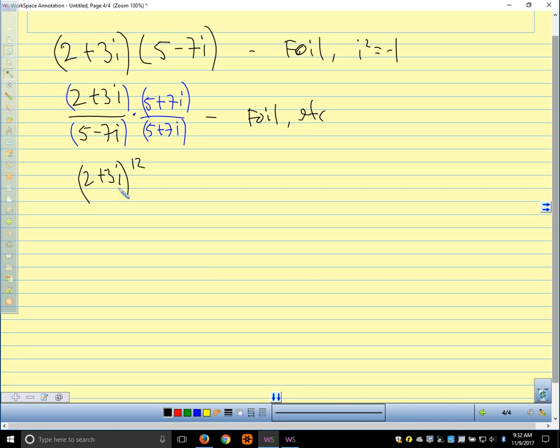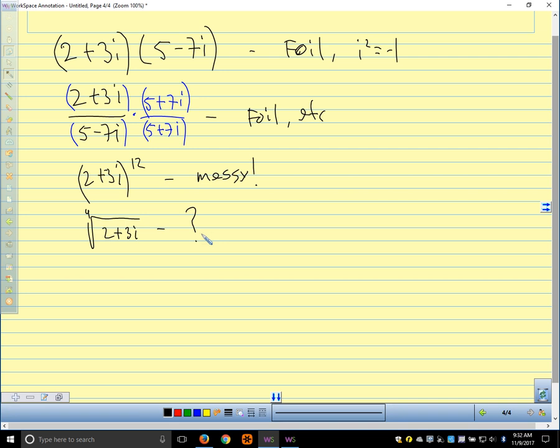Well, then I'm going to mention one other thing. What if we wanted the fourth root of 2 plus 3i? So this is, I'm going to say, messy. The fourth root of 2 plus 3i, we have no idea how to do that. We don't have a process for this. But with the trig form of complex numbers, we will be able to do this. Find the fourth root of a complex number.